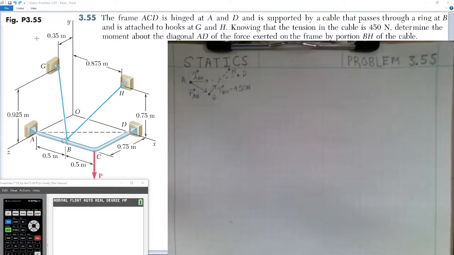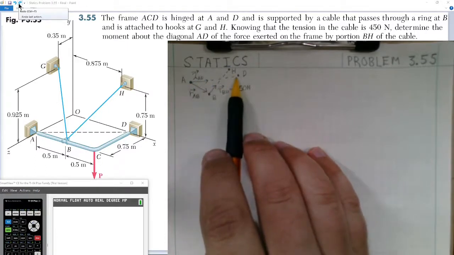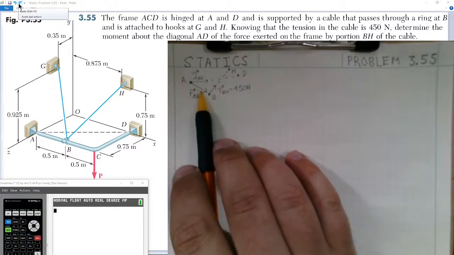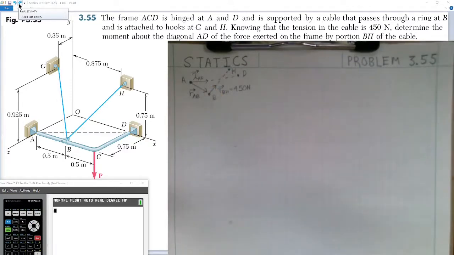So I've gone ahead and drawn a free body diagram. The free body diagram shows point A. We have our unit vector going from A to D. We have our position vector going from A to B. We have our tension vector going from B to H. So I've also drawn these out on the diagram itself.